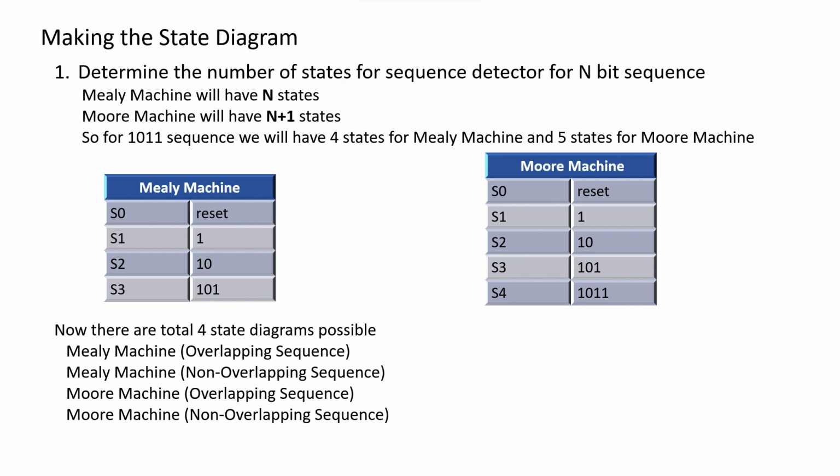Similarly, Moore has 5 states, 1 more than Mealy. S0 is the reset state, S1 is the state in which we have got the 1, then S2 in which we have got 10, and the final state S3 in which we have got 101. But in case of Moore, we have a state for 1011. As discussed earlier, in Moore the output is dependent on the present state only, so we need this state to generate the high output. So let's start making the state diagram.